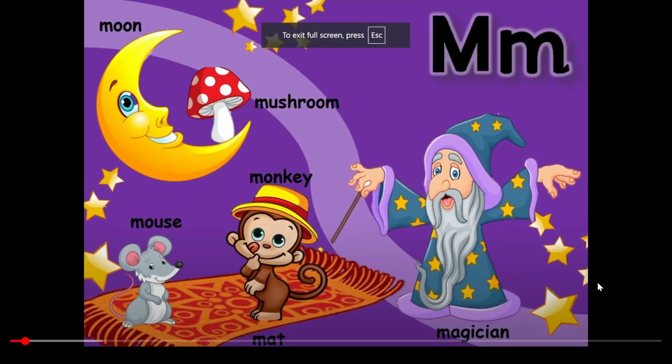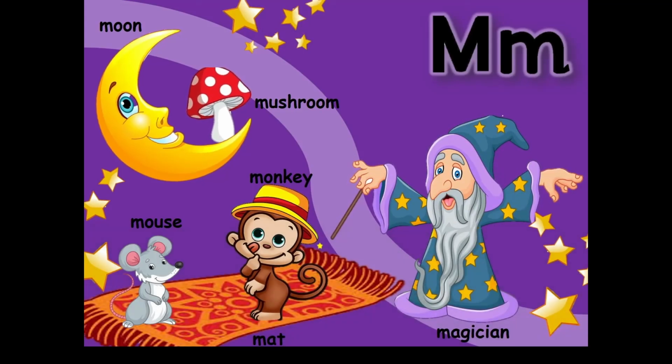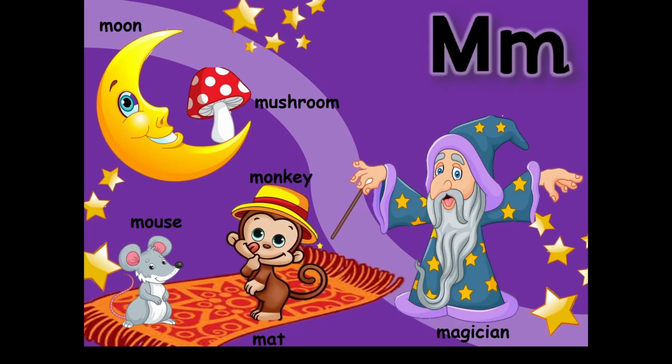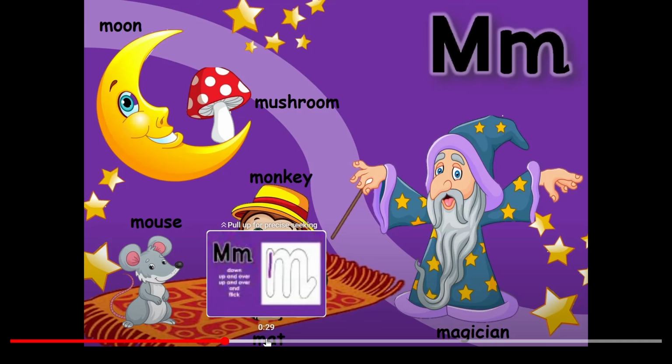Let's learn about the friends of letter M. M, magician. M, mushroom. M, moon. M, mouse. M, monkey. M, mat. Now let's look at the formation of letter M.